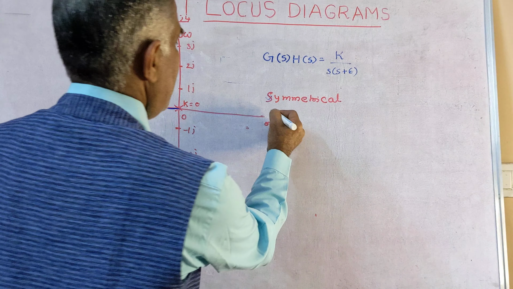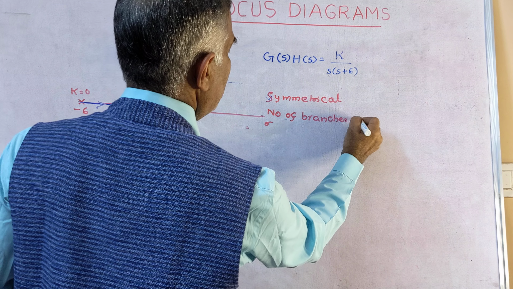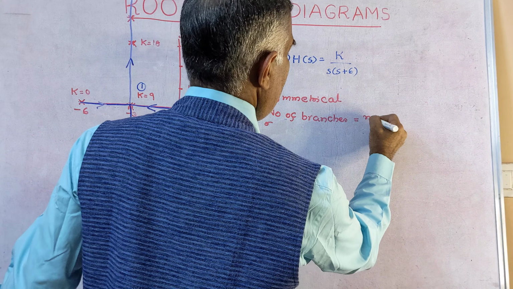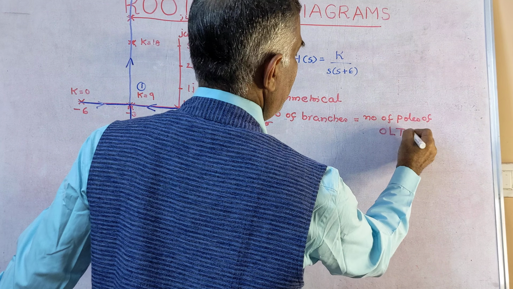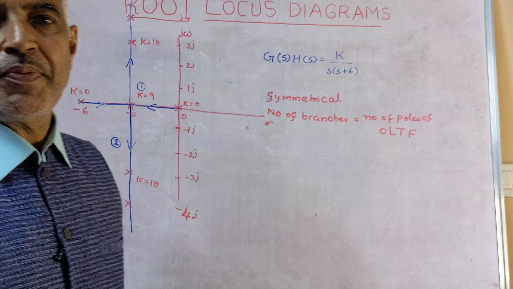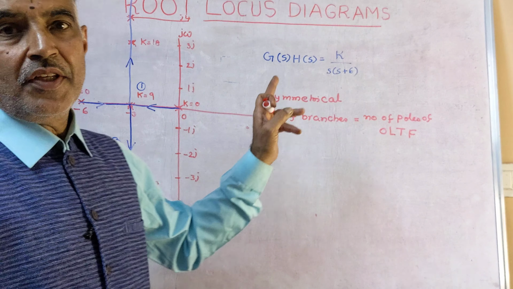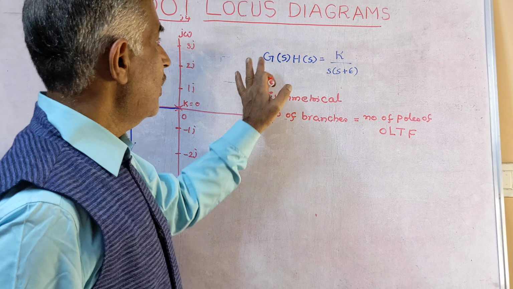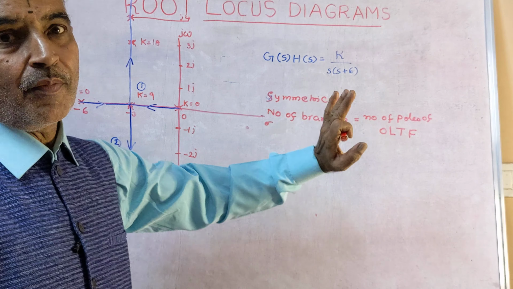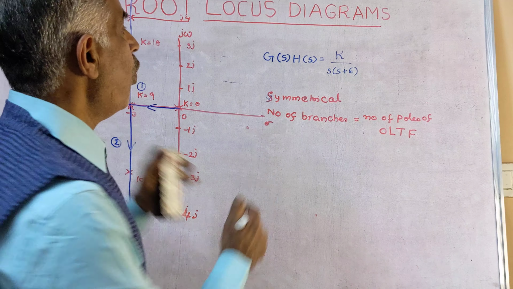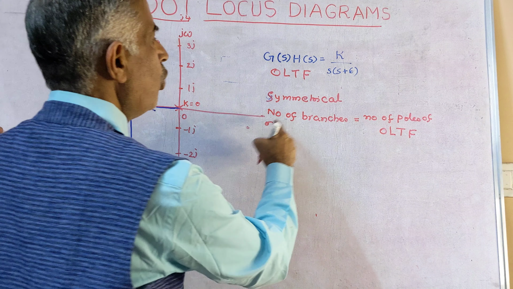Always in root locus, the number of branches is equal to the number of poles of the open loop transfer function. So in control system, there are two types of transfer functions. One is called the closed loop transfer function, that is C(s) by R(s), whereas G(s)H(s) is what is called the open loop transfer function. I am not going into the details of this.